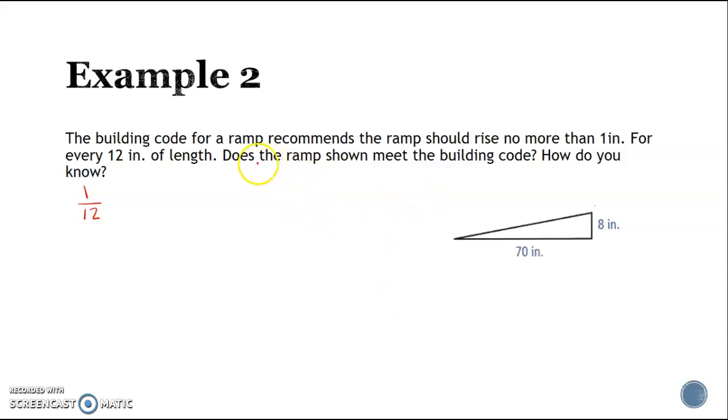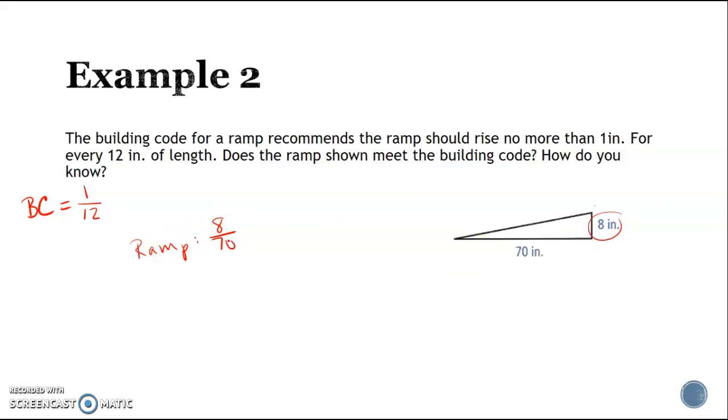So now we want to figure out, does the ramp shown meet building code? We're going to call this BC for building code. And then how do we know? What we're going to do is look at our rise versus our run. So our rise, our up and down, is 8. So our ramp has a slope of 8 over 70.